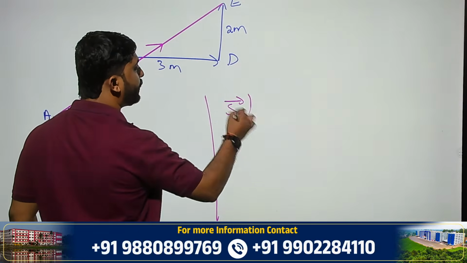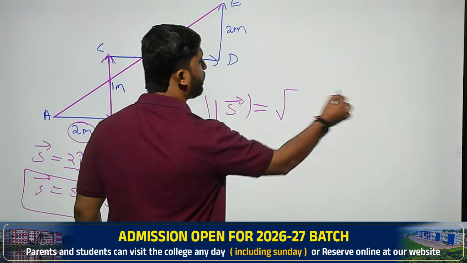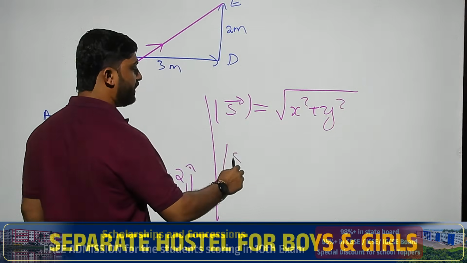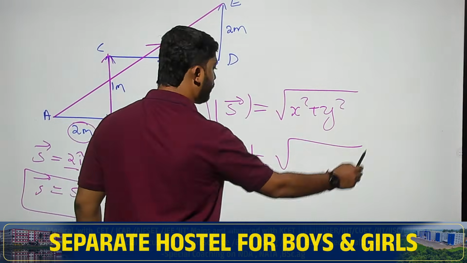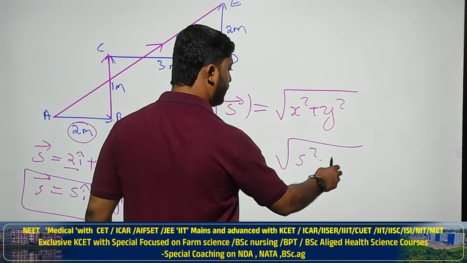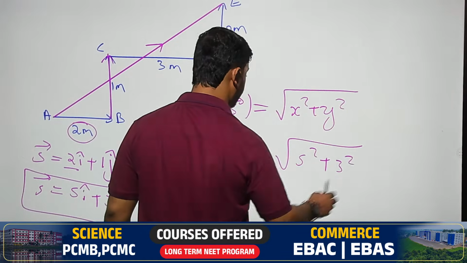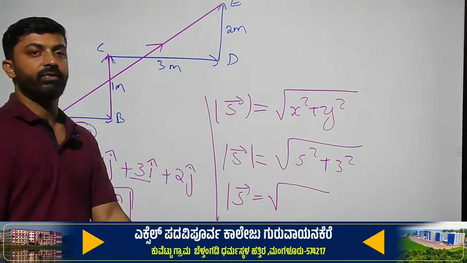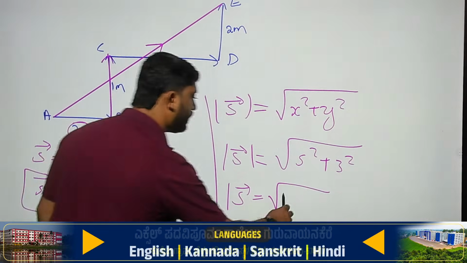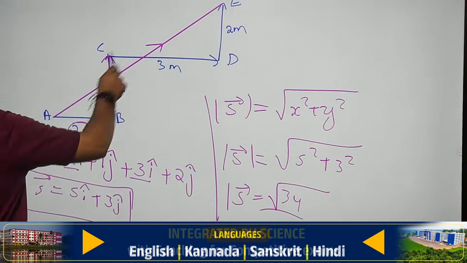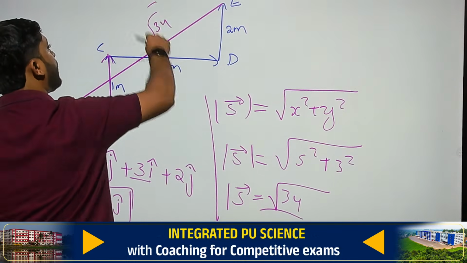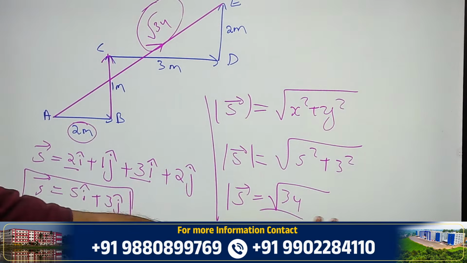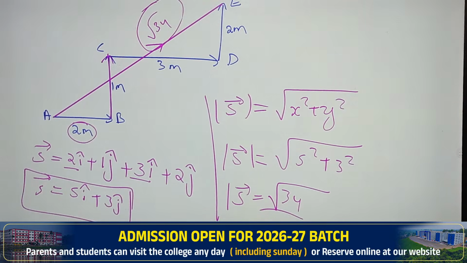What is the magnitude of the vector form? It is root of x square plus y square. You solve this, then displacement magnitude is root of x is 5 square, 3 square, it is 9. So what is the displacement value? It is root of 25 plus 9, it is root 34. Okay. So what is the distance from A to E? It is root 34. Okay. This method is simple as well as quicker.